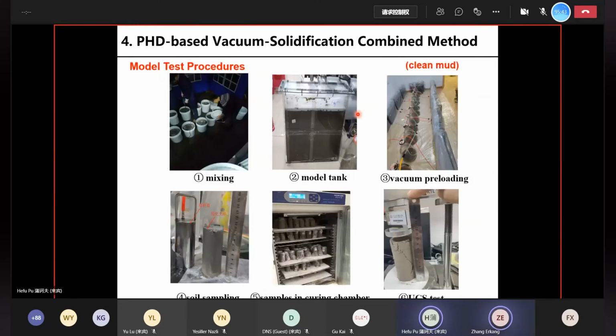This is the test procedure. So again, we first mix the slurry and place the slurry in the model tank. Then we start the vacuum preloading. And after that, we take out the soil sample and cure the soil samples in a curing chamber. And after that, we take them out for other testing.